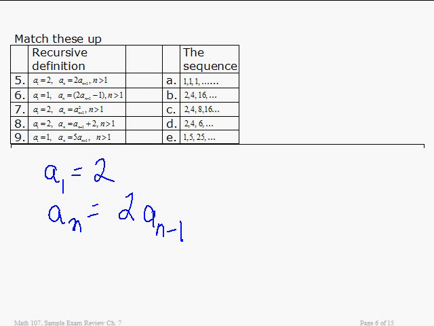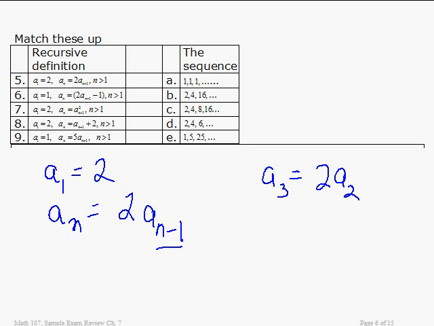The counter has a little bit of arithmetic associated with it. You can see that right now. If n was 3, then this would be 2 times a, 3 minus 1, which would be a2. So the next one in the list is twice the previous one in the list. That's just what this rule says.